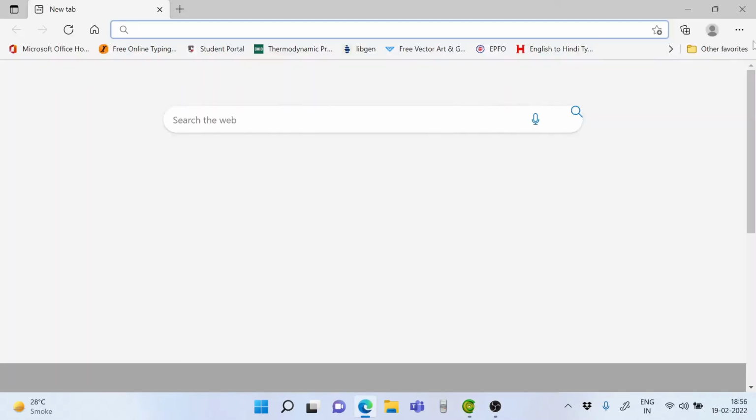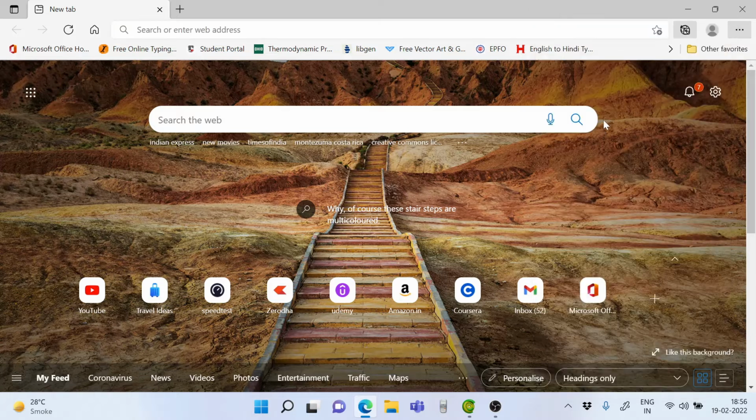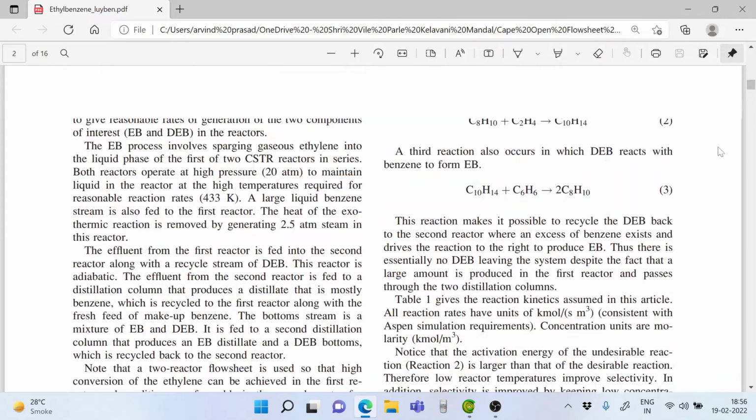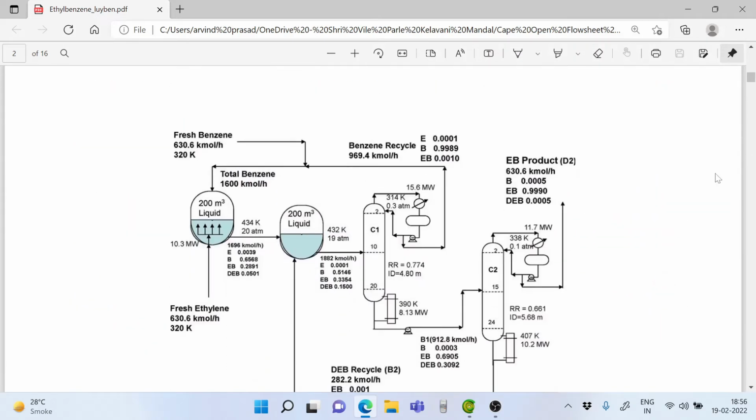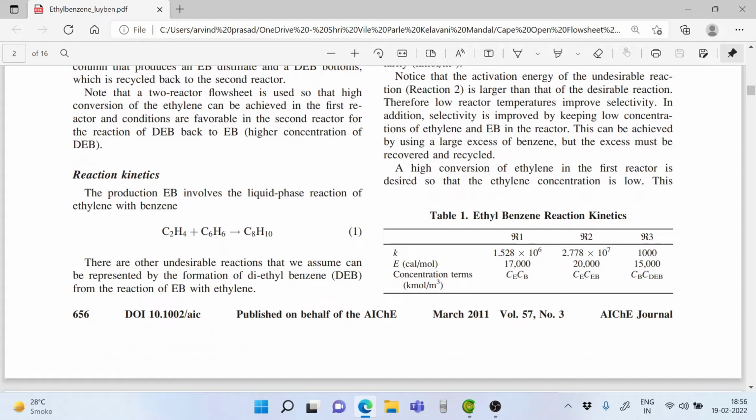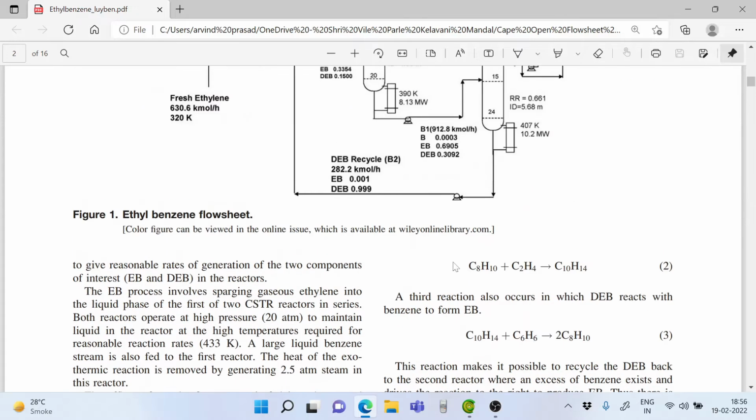Now here it can be seen that the first reactor operates at 434 Kelvin and 20 atmospheres. Ethylene and benzene are fed into the reactor. The reactions that occur in the first reactor are: first, ethylene plus benzene gives you ethyl benzene, and ethyl benzene plus ethylene gives you diethyl benzene. Now we need to understand here that reaction number 2 is an undesired reaction.